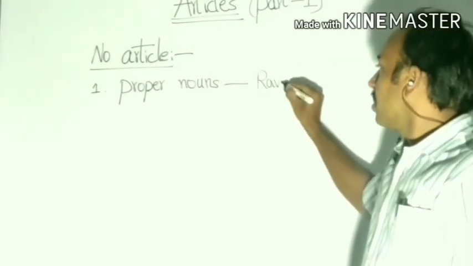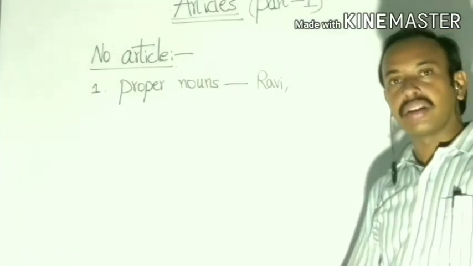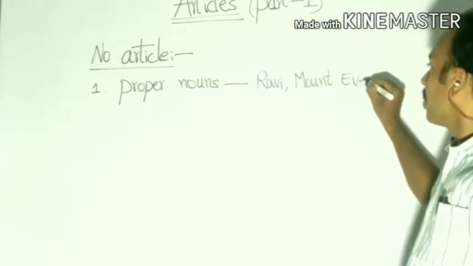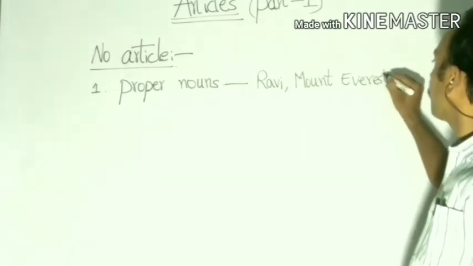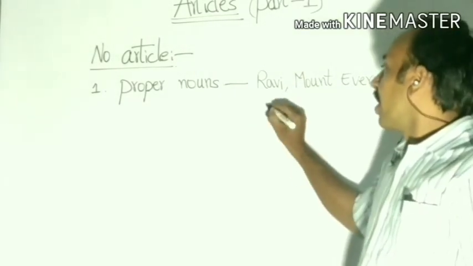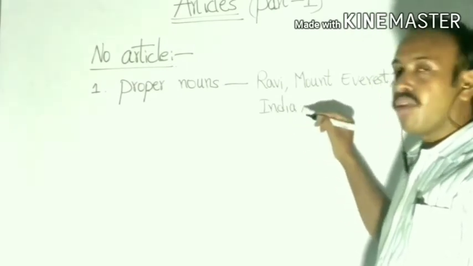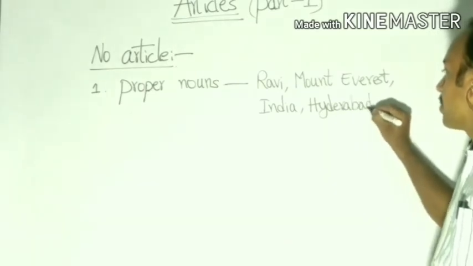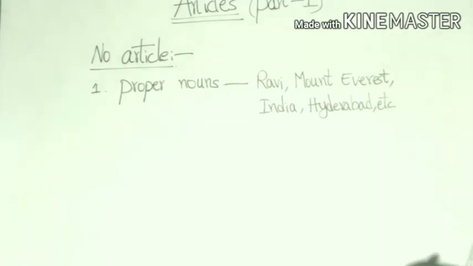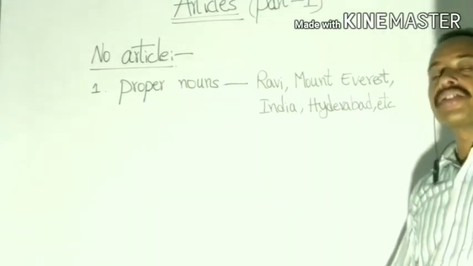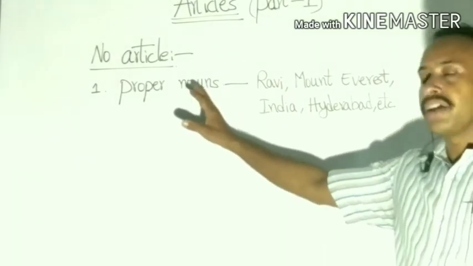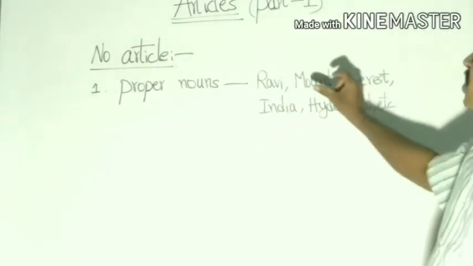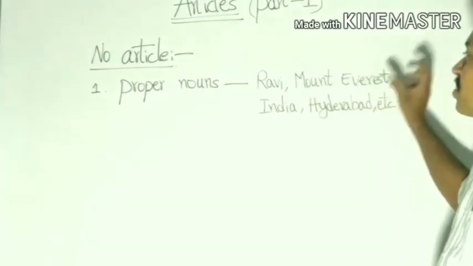Names of persons like Ravi, Peter, Shamu, Anand. Names of mountains like Mount Everest, Mount Kilimanjaro, Mount Kanchenjunga, etc. Names of countries. Names of places. Etc. So before the names of particular persons, things or animals, don't use any article. Of course, exceptional cases are there, we have already discussed. Okay, so generally we don't write any article before these proper nouns.